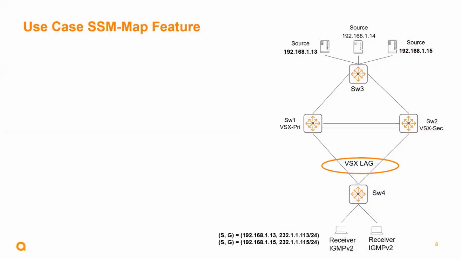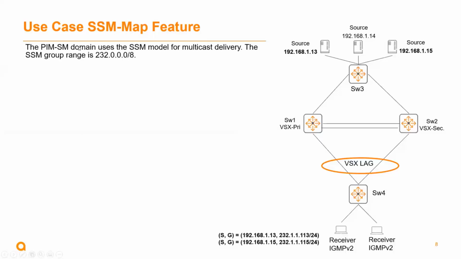So here we have our environment. As you can see, we have receivers that are doing IGMP, let's say version 2. We have the source on top, and the network has been enabled to support source-specific multicast, SSM. Now, the PIM sparse mode domain uses the SSM model to deliver the multicast. And the SSM group range, basically, is the reserved 232.0.0.0/8. That's the range.